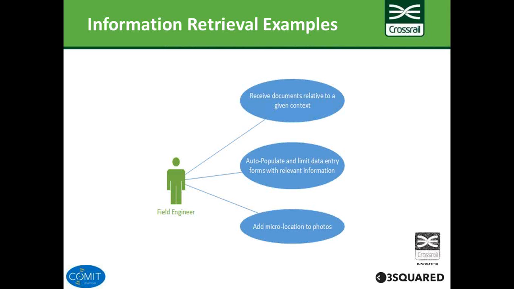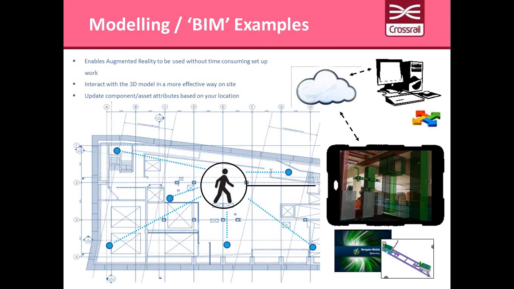So if it could be used without time-consuming setup and acquisition times, perhaps Bluetooth low-energy beacons could be an enabling technology. We could possibly explore that. I could interact with my 3D model in a more effective way on site. I could update components and asset attributes based upon my location. So I think these are probably, within the context of this proof of concept, things that we might explore as value-added extras towards the end.